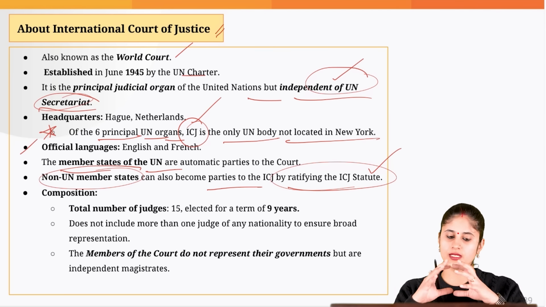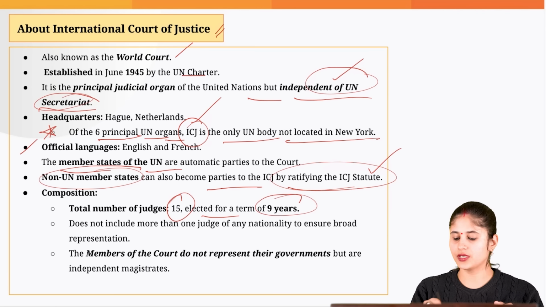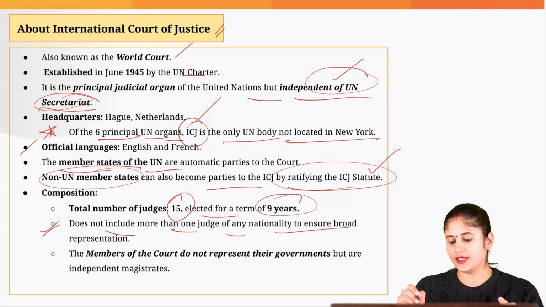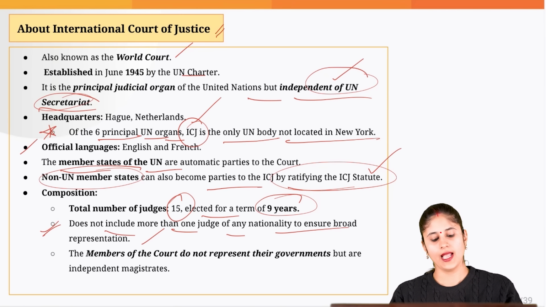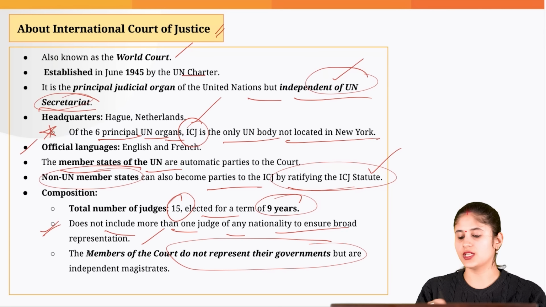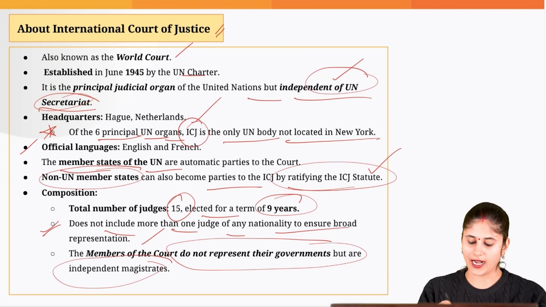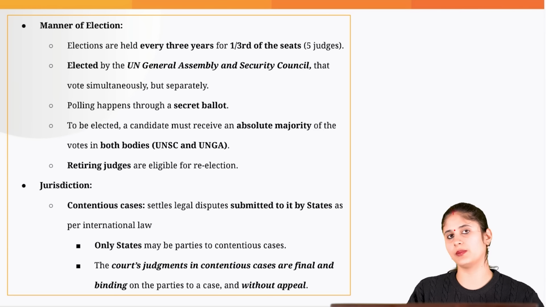Now, when you talk about this International Court of Justice, we have 15 judges in total, and they are elected for a term of 9 years. It does not include more than 1 judge of any nationality to ensure that there is diverse representation. And the judges do not represent their respective countries. Okay, they act in an independent manner. They are not there to protect the interest of their particular country.